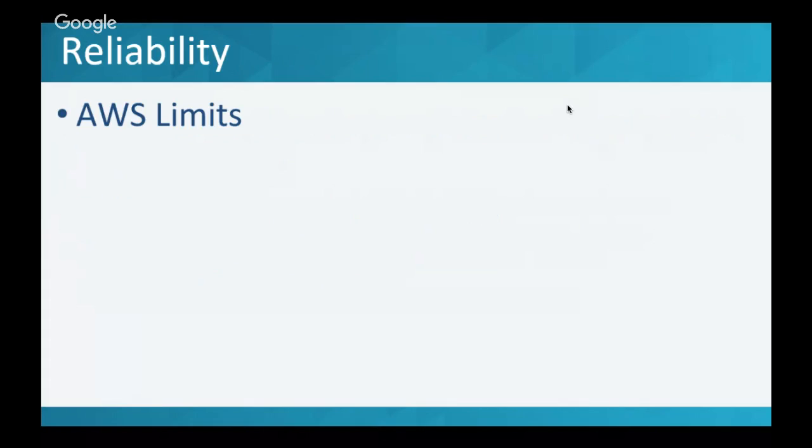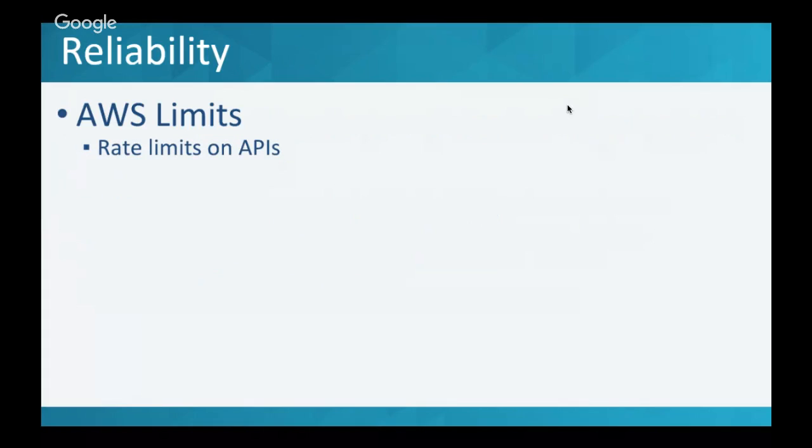AWS limits. So once we got past this HCD problem, we had a cluster that was running. We still wanted to run the same set of tests, stress test the system, see what happened. And we went away from the Kubernetes side of things into AWS limits. So, believe it or not, AWS has limits.